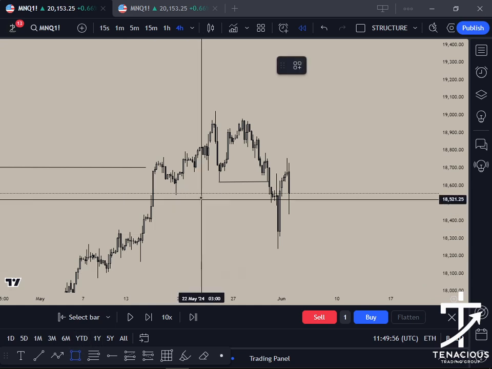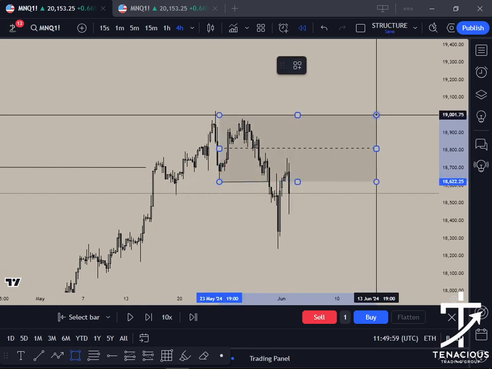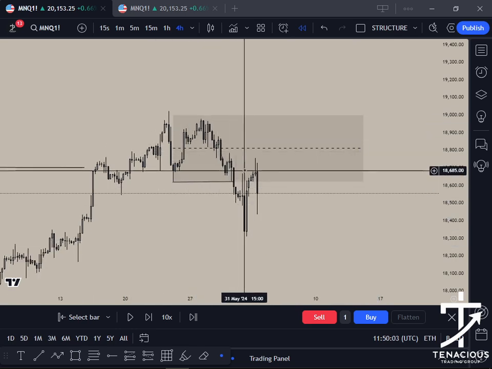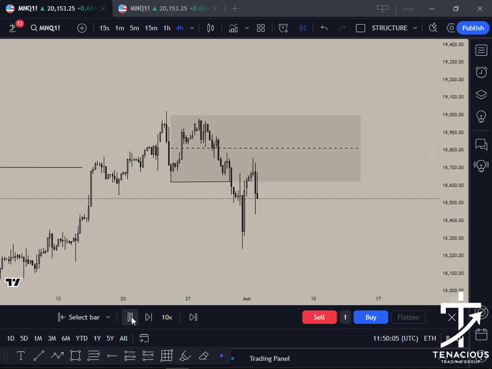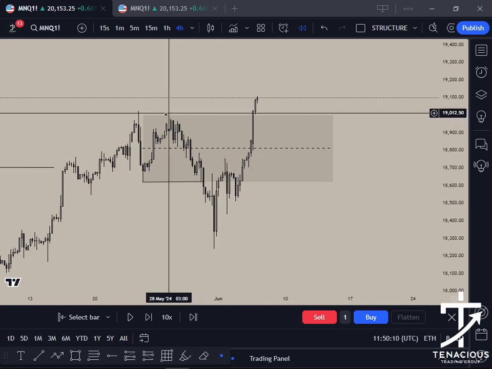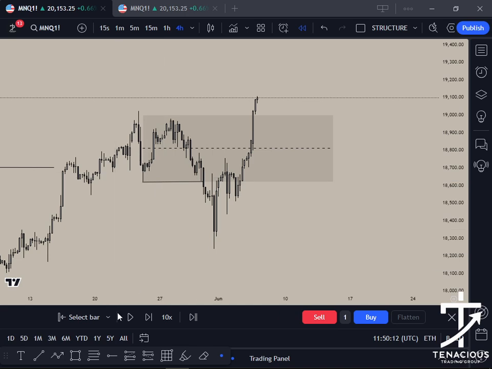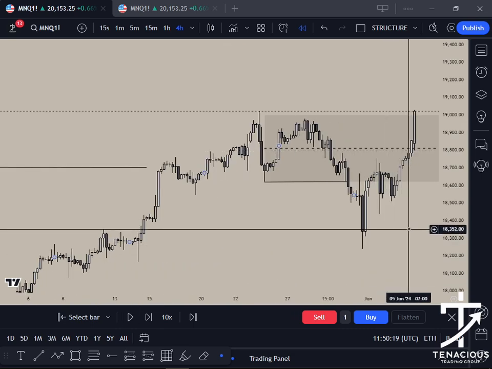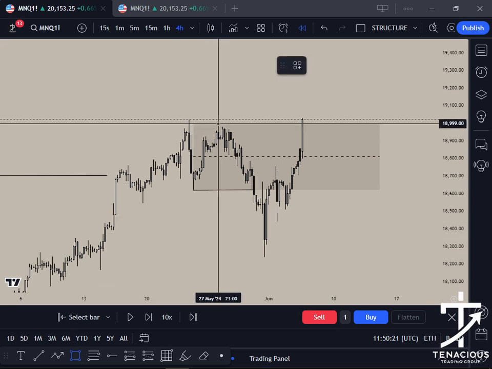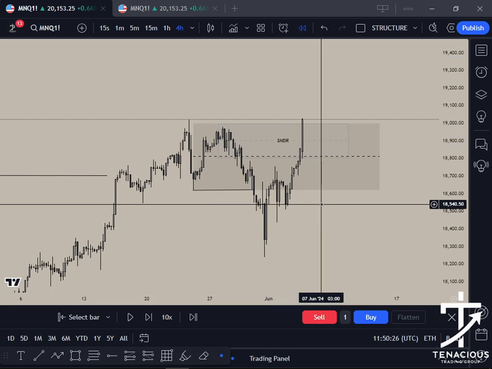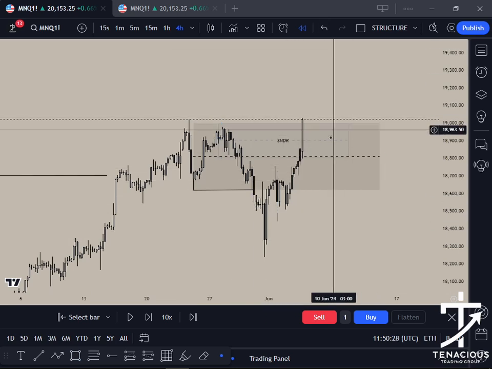You see, draw out my zone. And what do we get? We get a 1, 2, 3, 4, and now 5. Well, let's see. And then look what's happened. We have broken the zone. But if I go back, why was this perfect? Because we had an SNDR. If price disrespects this SNDR, what can I expect? I can expect price to shoot on higher.